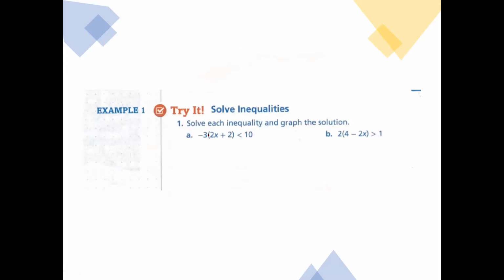So for A, you have -3 on the outside. Notice the only difference between solving equations and inequalities is that now we have this inequality sign, which means you're going to have to graph it as well. So first thing that we're going to do is take the -3 and distribute it into the parentheses. So I have -6x minus 6 less than 10, which my pen is acting a little weird, but that's okay. We're just going to go ahead and fix that.